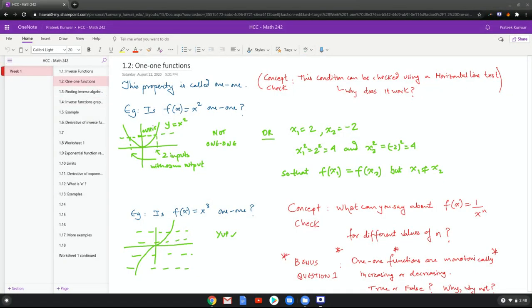Okay. So far what we have is inverse functions, what they are, what conditions are necessary for the existence of an inverse function, and that condition being the property of being one-one. And then we learned how to check if a function is one-one algebraically or geometrically. Additionally, if you consider the bonus question, we've also already established a calculus method of finding if a function is one-one, which is just by seeing if it is monotonically increasing or decreasing.